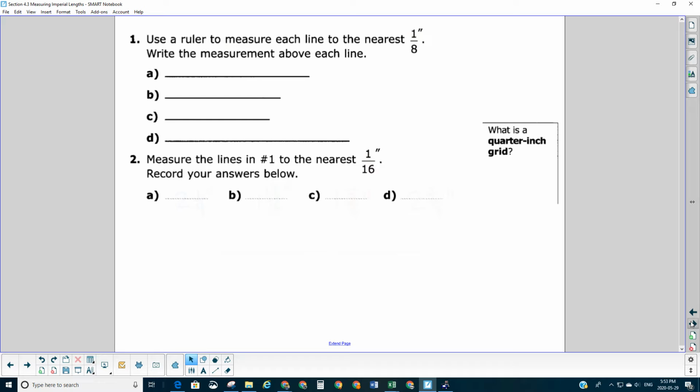So let's just look at this. It says use a ruler in number 1, and then number 2, it says measure the same lines in number 1 to the nearest 1/16 of an inch. Well, I don't think I'm going to round at all. So I think what I'm going to do is just get rid of this little instruction, and I just want us to measure this. Let's just use a ruler and do the measurements, and we'll be precise on our first measurement instead of doing it twice. Okay, so we'll just write the measurements down here.